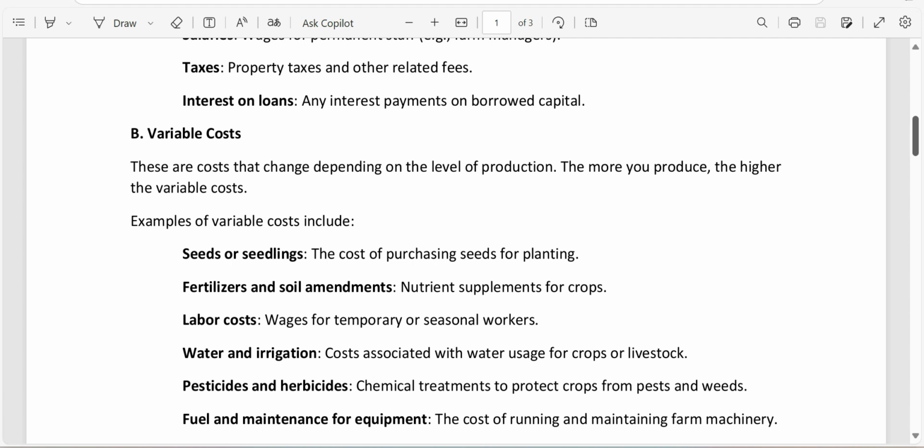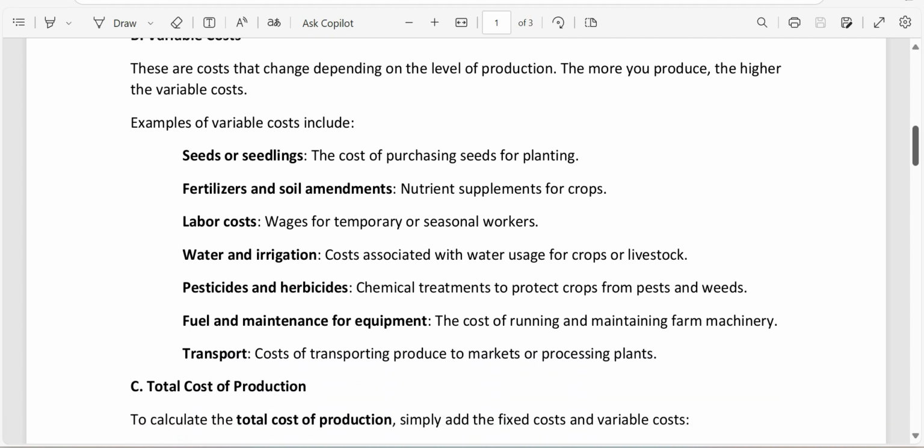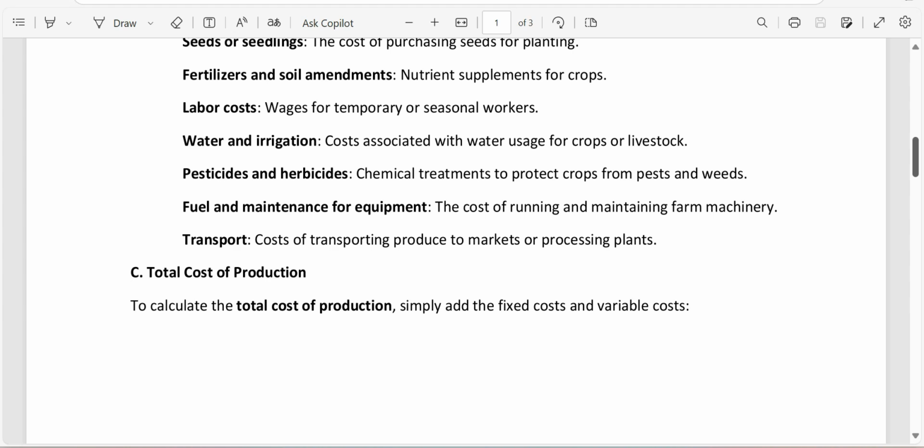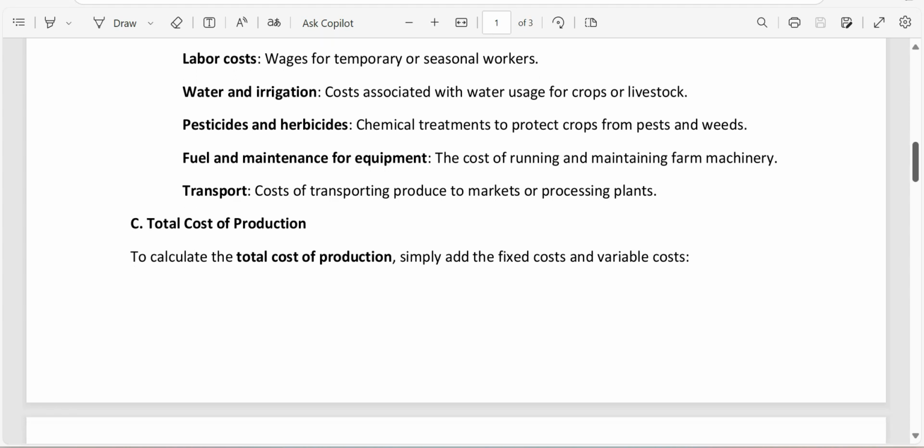Water and irrigation, costs associated with water usage for crops or livestock. Pesticides and herbicides, chemical treatments to protect crops from pests and weeds. Fuel and maintenance for equipment, the cost of running and maintaining farm machinery. Transport, costs of transporting produce to markets or processing plants.